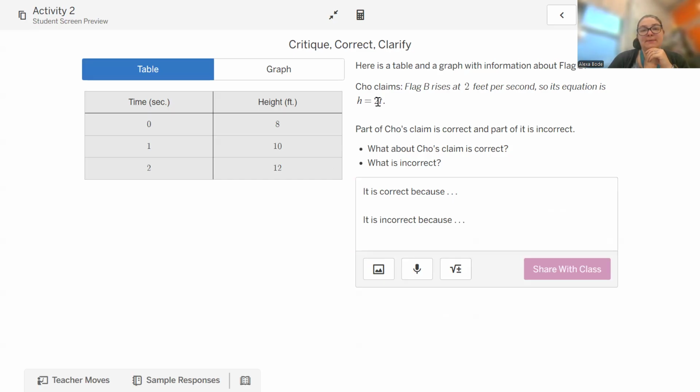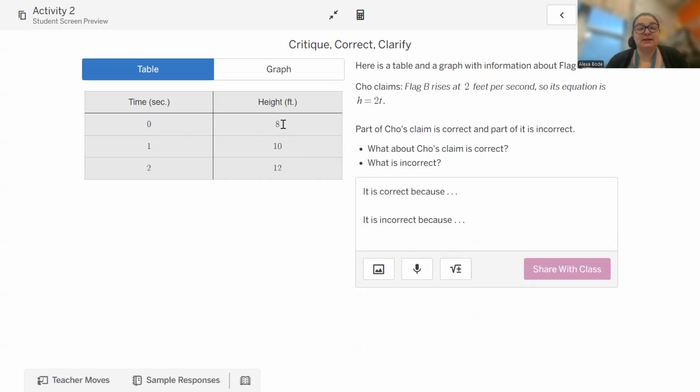Okay. So remember with our equation, H equals 2t, we're saying 2 times the number of seconds should give us the height. So if I look at my number of seconds in the first column, 0 seconds, 2 times 0 would be 0. Well, the height's not at 0 here. So this equation does not work for the first one. If I check the second one, 1 second times 2 is 2. Well, the height's not at 2 at 1 second, it's at 10. So this is not correct.